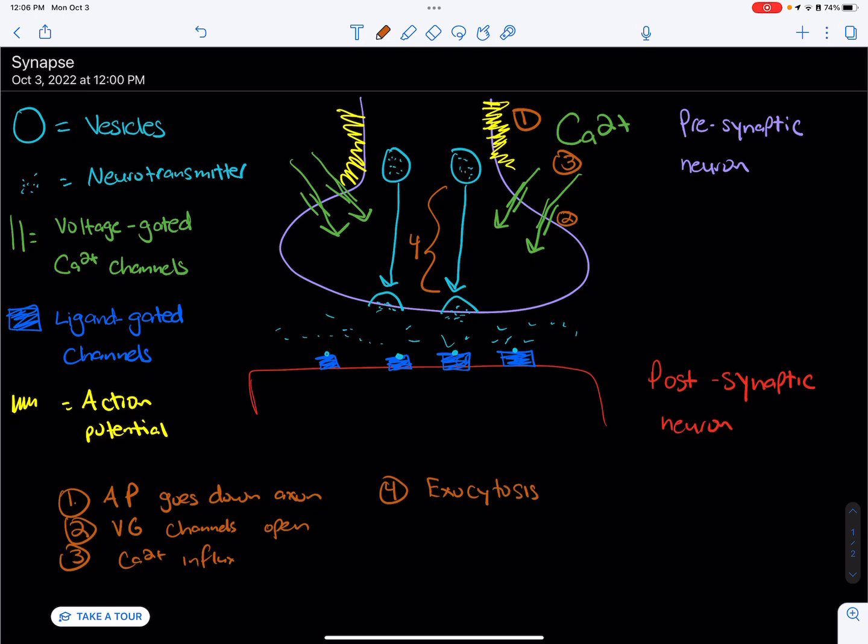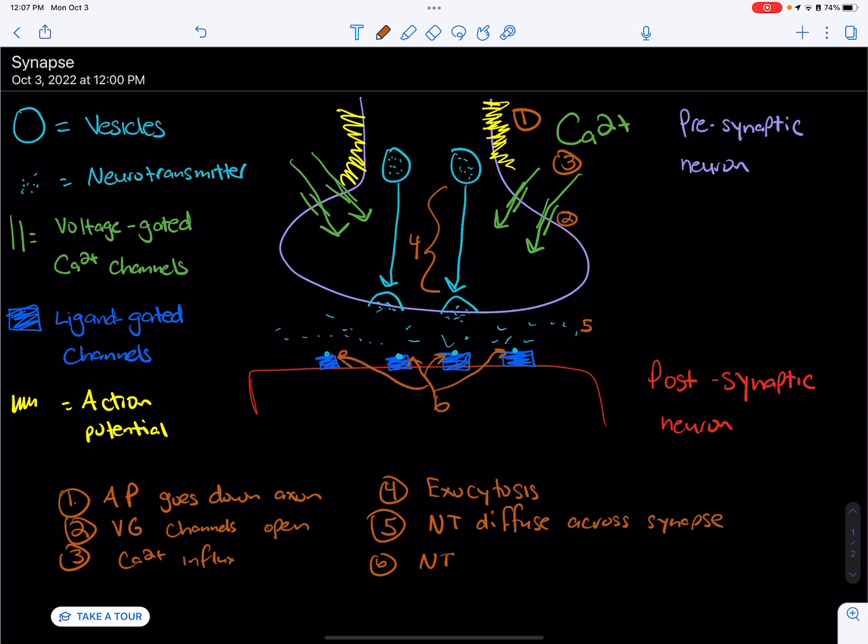So movement of the vesicles and release of their contents. And then 5, we have the neurotransmitter diffuse across the synapse. And then hopefully, here's 5, and then 6 is going to be right here, and right here, and right here, and right here. That's 6: neurotransmitter binds to ligand-gated channel. And that is how one neuron communicates with another.